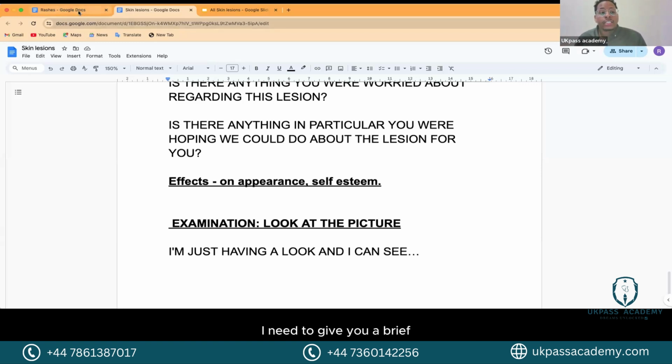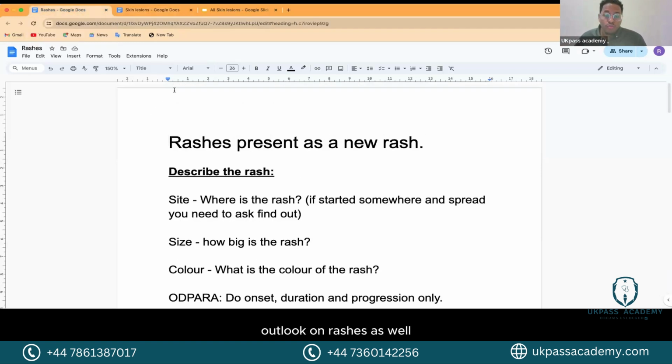Other than that, I need to give you a brief outlook on rashes as well. Some of the scenarios we'll be doing today will include rashes. So for the rashes, we want a description of the rash, just like we wanted a description of the lesion. The note I want to make to you guys is that rashes present usually as a new rash. They're not there for a very long time. They present as a new rash that started maybe a couple of weeks ago, a day ago, 2 days ago, after something.